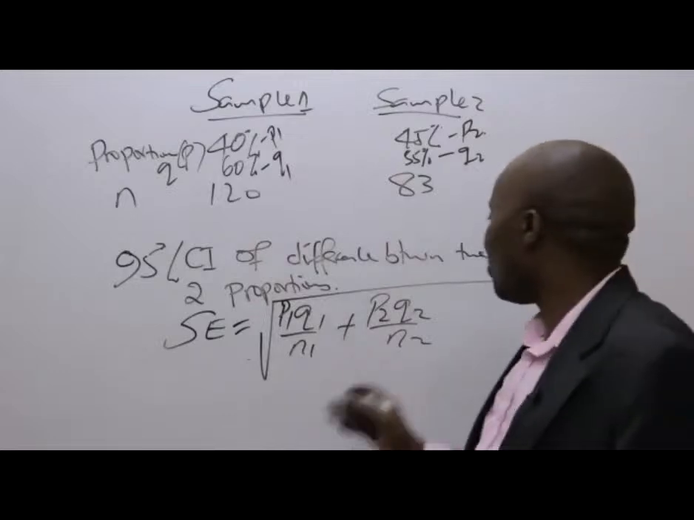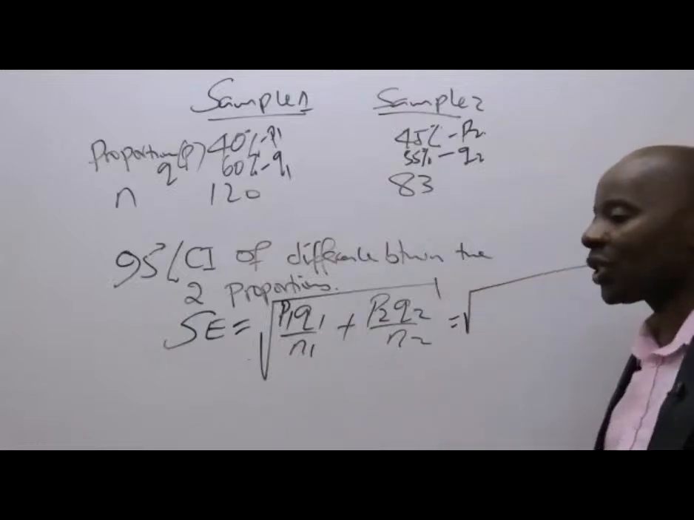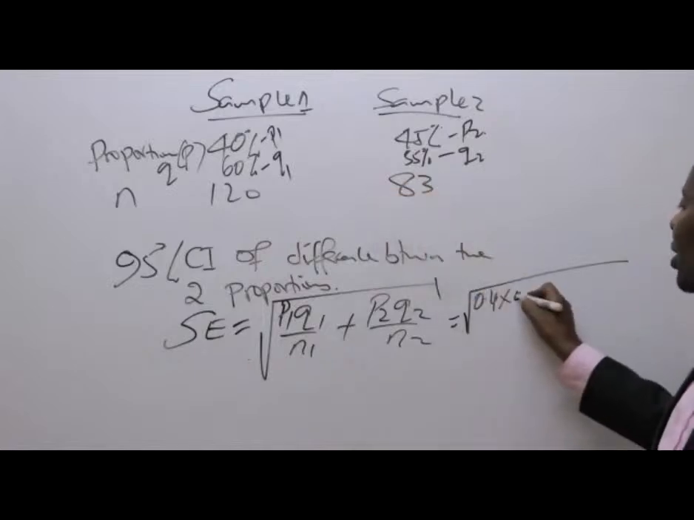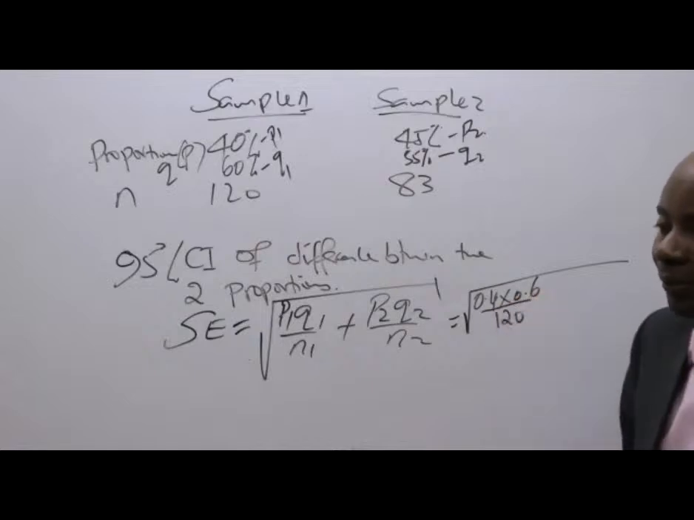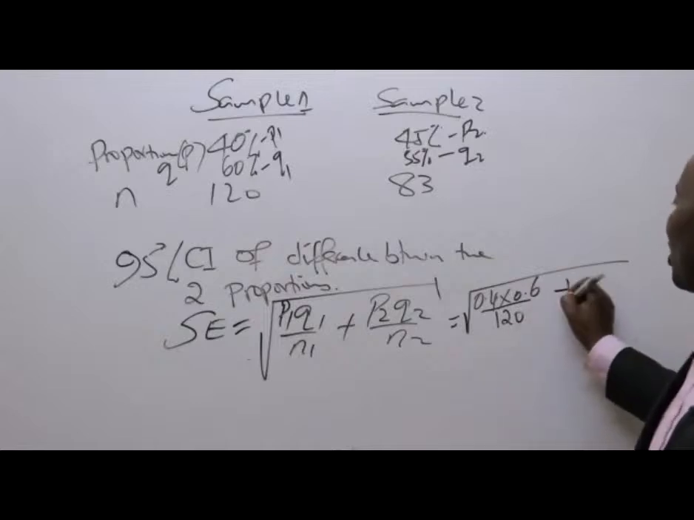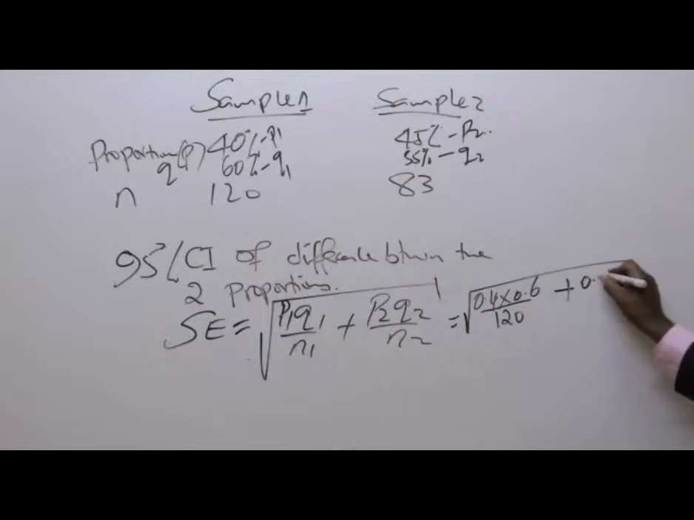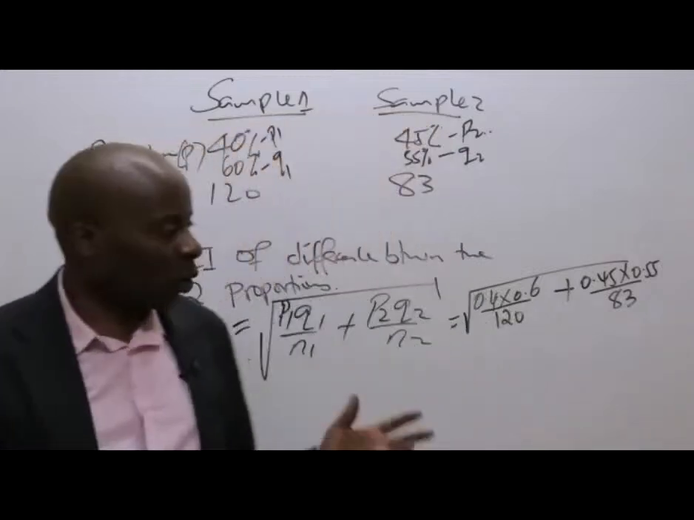Come right away here and do your substitution beneath this. We have P1 is 0.4 times Q1, which is 0.6, all over N, which is 120, plus the second one, P2 Q2. So we have 0.45 times 0.55 all over 83. So here you have to be quite good with your calculator for you to give us the correct answer.